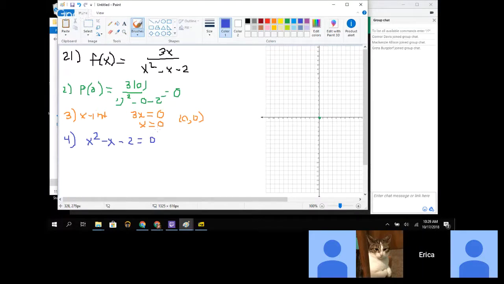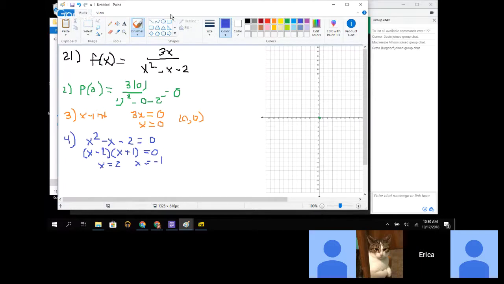We could figure this out using the quadratic formula. If we can factor this, then we know that's where our zeros are. And if we're really stuck, we can always use our graphing tool. So if we have x minus 2 and x plus 1, then I think we've factored it. So we have a zero when x equals 2 or negative 1, which means we have an asymptote when x equals 2 and x equals negative 1.